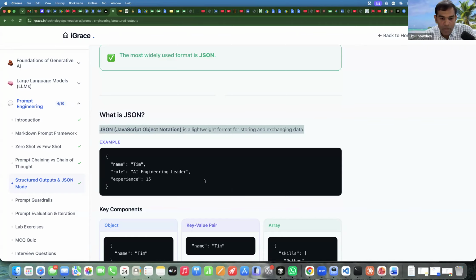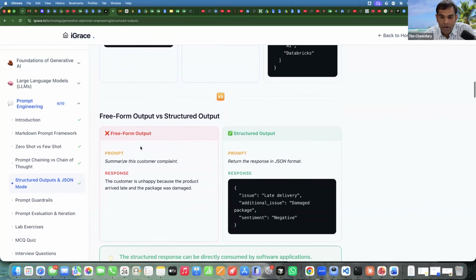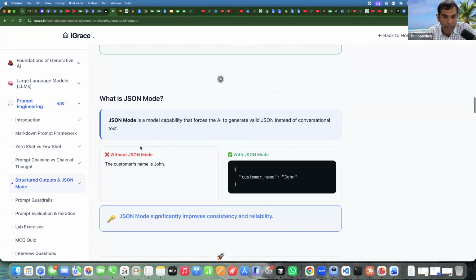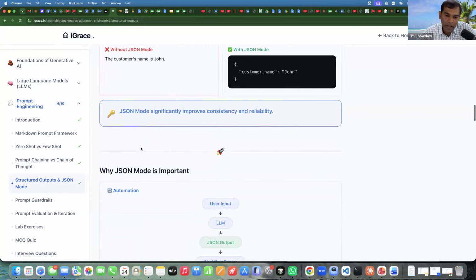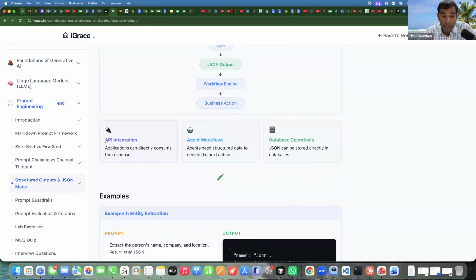So we can define the output in the form of JSON, simple text, or a simple tabular format, again with examples or without examples. Why is this important? API integration, agent workflows, database operations, right? Clear so far? Output is also very relevant, very important.